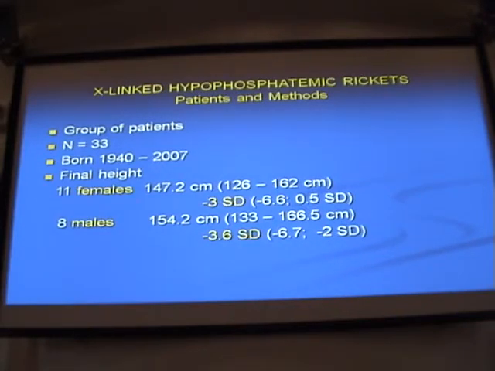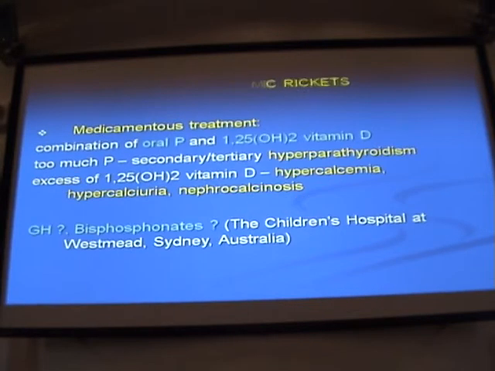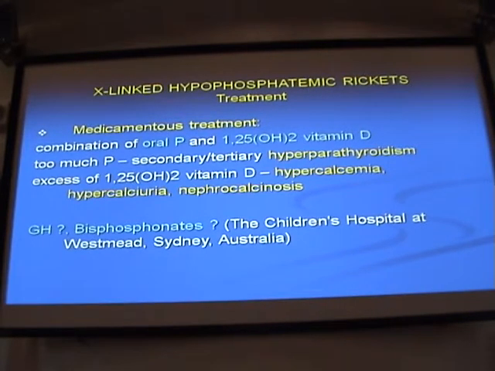Our group of patients consists of 33 patients born from 1940 to 2007. Average height of 11 females was 147, average height of 8 males 154 centimeters. In all patients, we introduced medicamentous treatment, a combination of oral phosphates and vitamin D, so-called vitamin D3 or calciferol.